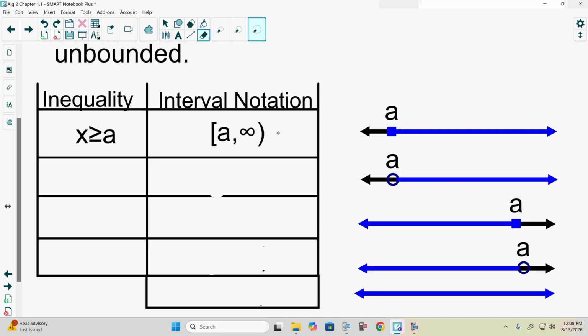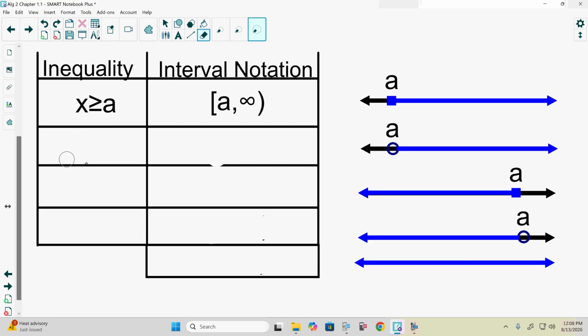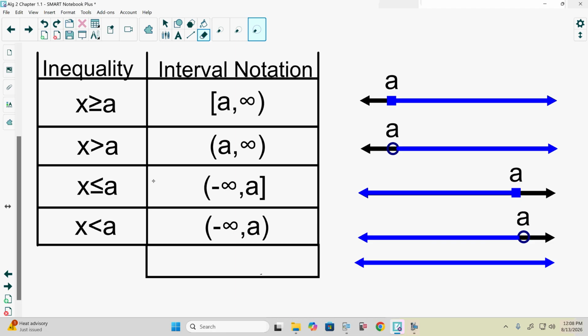Now, infinity and negative infinity will always have a parenthesis. We will never be able to get to infinity no matter how hard we try. I will drive that point home here in a little bit. Now, we also have the case where X is just greater than A, so we have a parenthesis, A comma infinity. We also have the two cases where X is less than or equal to A, or X is less than A.